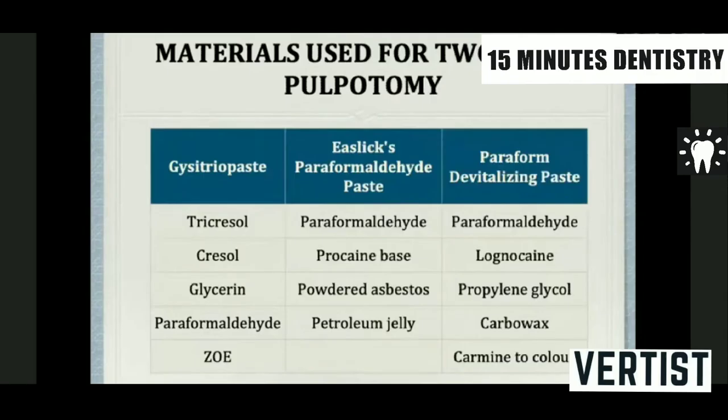There are certain materials which are used for two-visit pulpotomy, and they have also been called desensitizing pulp therapy. These include BC straw paste, Esselix paraformaldehyde paste, and paraform devitalizing paste. Okay, the composition is given as such, the main constituent being paraformaldehyde, with other ingredients, and these are used for two-visit pulpotomy that we are going to discuss further.